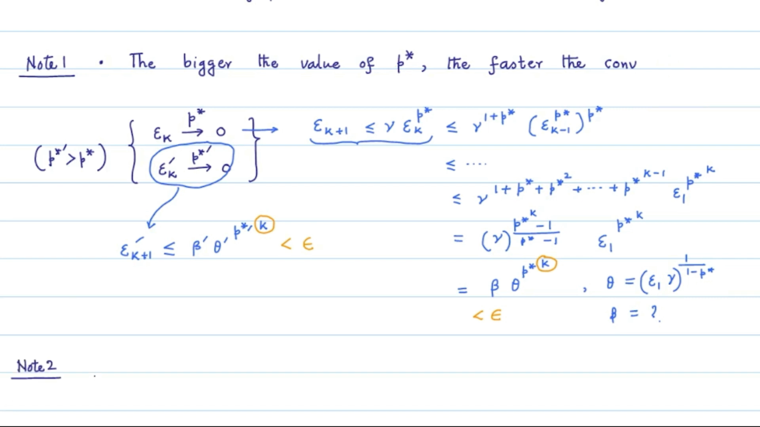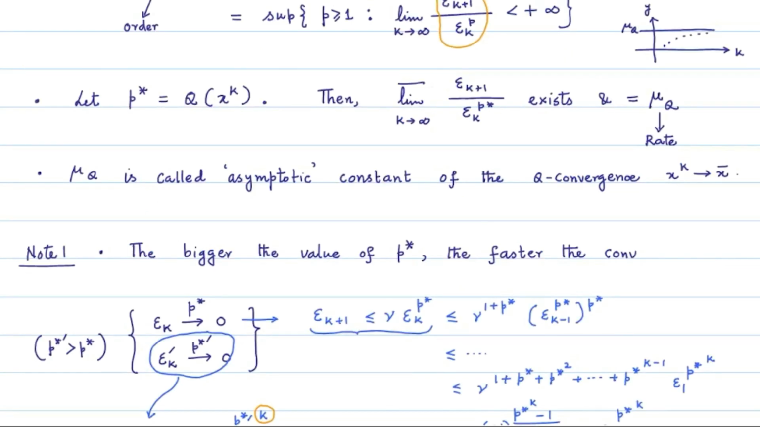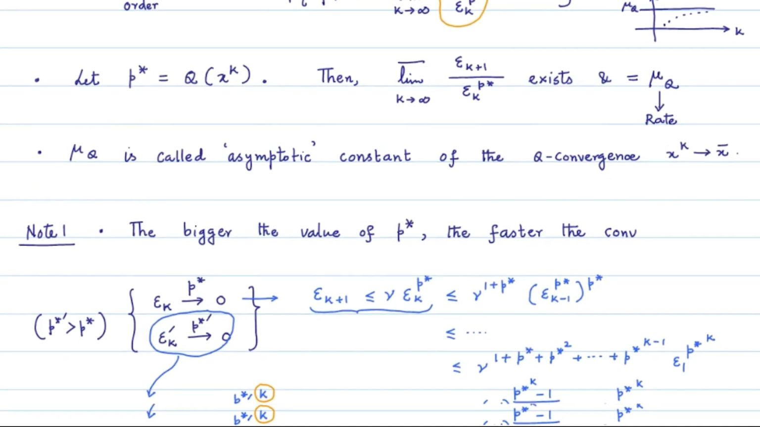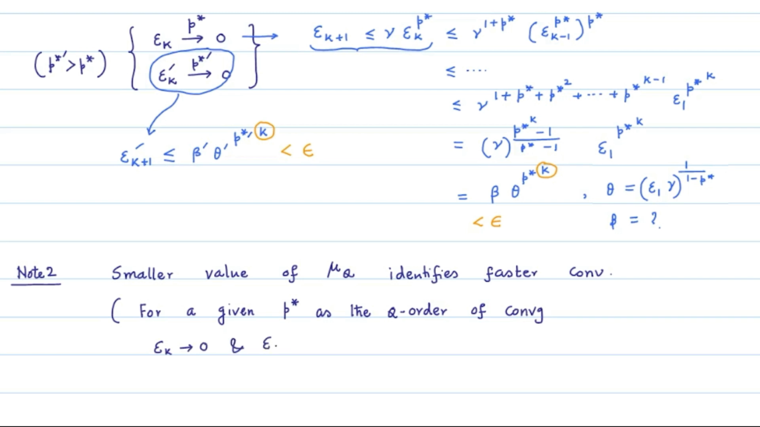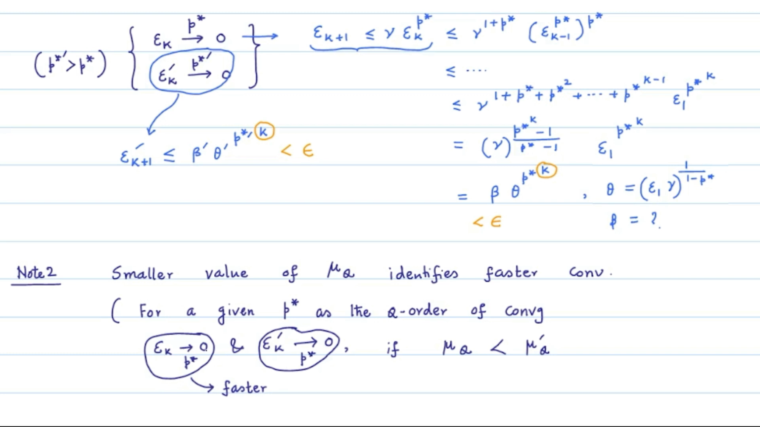Now in the next note, I will try to show the effect of the value of the asymptotic constant in finding faster convergence. A smaller value of mu q identifies faster convergence. By this I mean, for a given p star, if the q order of convergence of two sequences epsilon k converging to 0 and epsilon k dash converging to 0 are both of order p star, and we have mu q for this sequence and mu q dash for this sequence, with mu q a smaller value than mu q dash, then this convergence of epsilon k to 0 is faster. That means it will reach a small neighborhood of 0 with a smaller value of k than that for epsilon k dash.